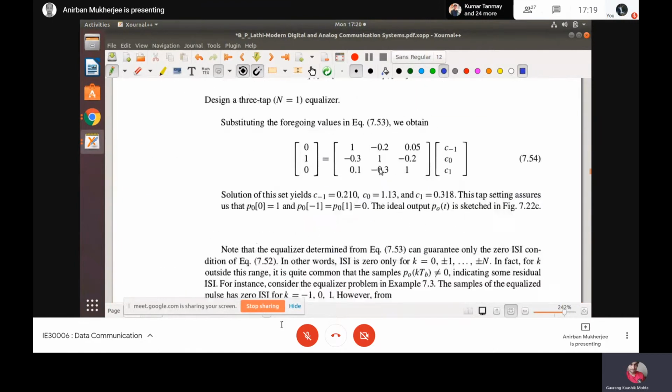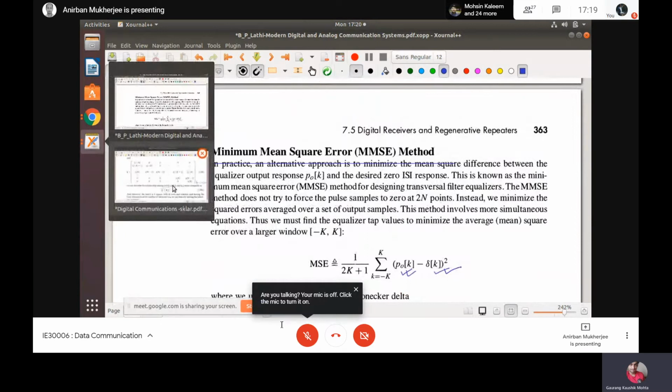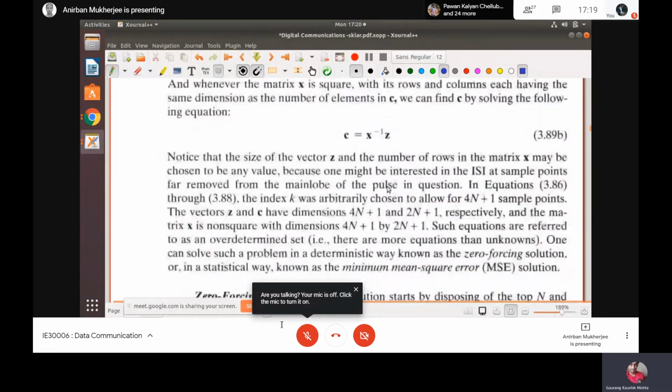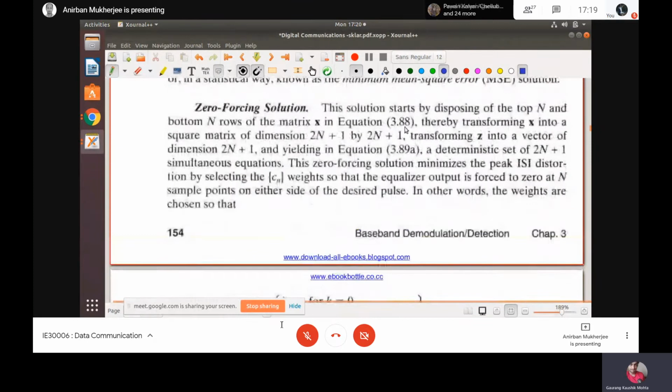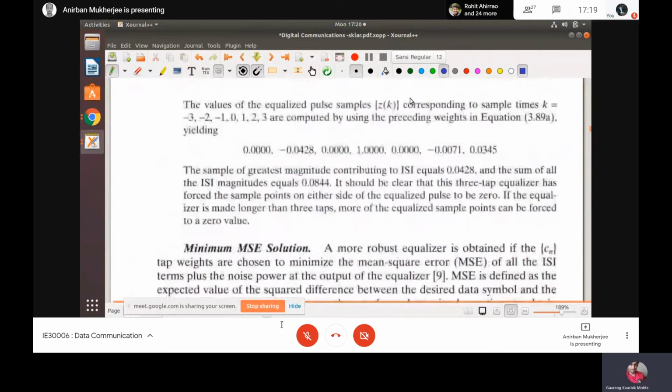In that case, what will you do? You will do the pseudo inverse. So this is the zero forcing, 2n plus 1 by 2n plus 1, and this book is written there, the previous one we were talking about. But this is the zero forcing, and they have also solved one problem.